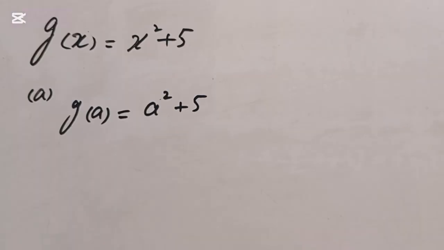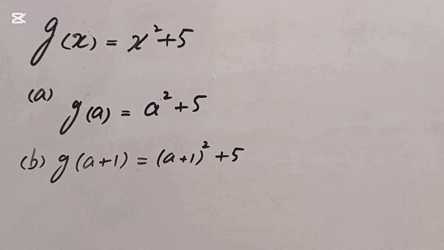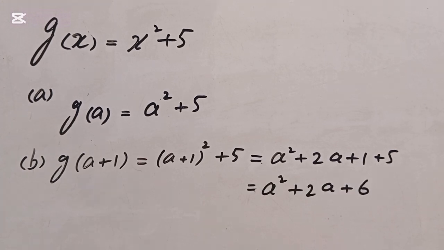To find out g(a), we have just to replace x with a. So g(a) is equal to a square plus 5. Now to find out g(a plus 1), we replace x with a plus 1. We have applied the identity, and now this is a square plus 2a plus 1 plus 5, right? Finally, it results as a square plus 2a plus 6.